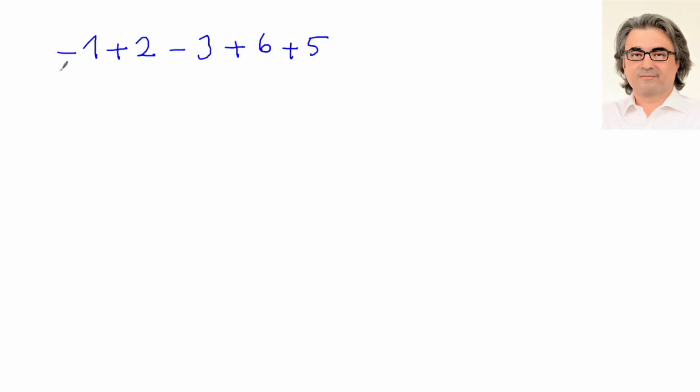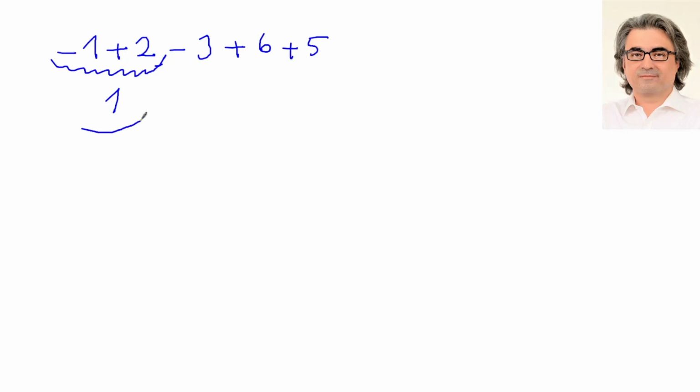Start from the left side, of course, the first two numbers. I'll write the result of this operation here. Now, the numbers are minus 1 plus 2. They have opposite signs. So I should find the difference between 1 and 2. The difference is 1, you know. So the sign of 1 is plus because the greater number is 2 here and its sign is plus.